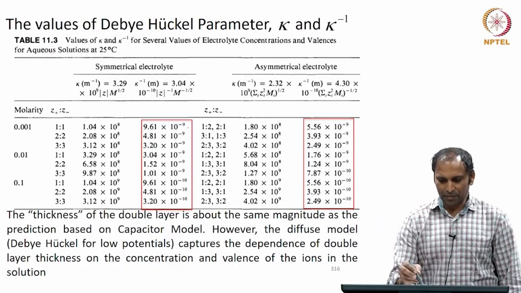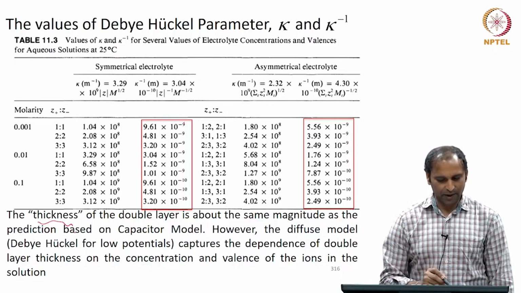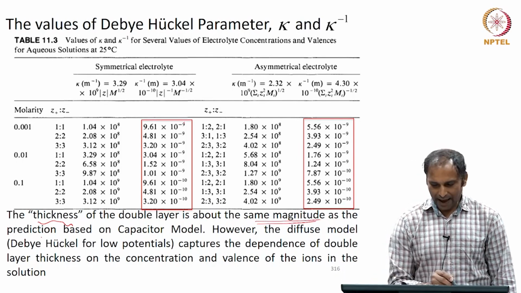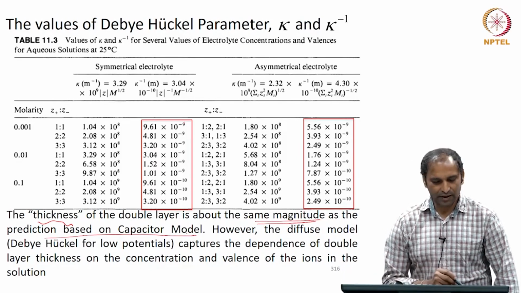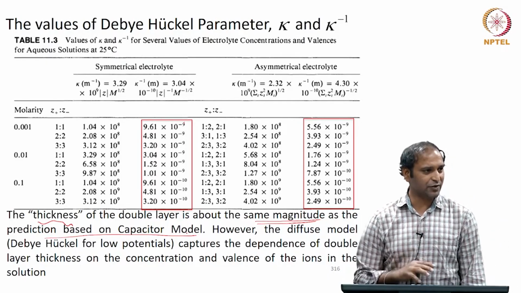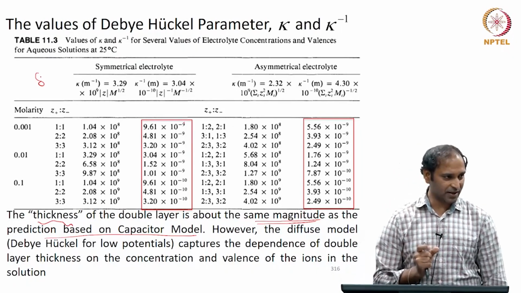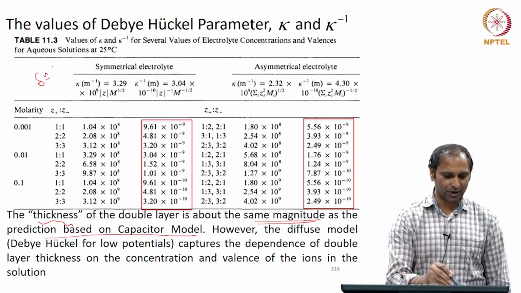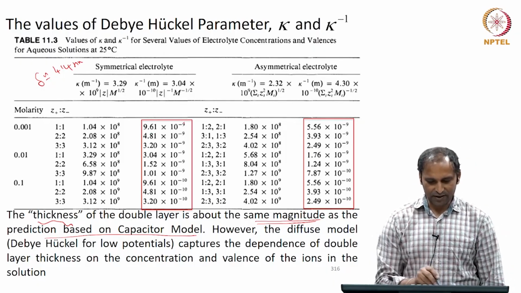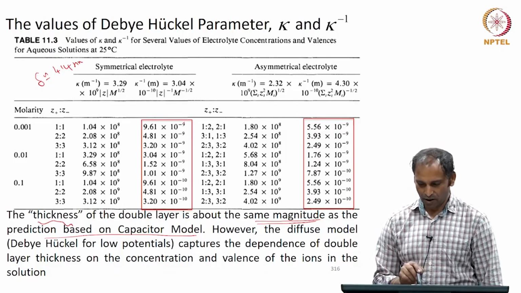If I look at these numbers, one comment I can make is that the thickness of the double layer is about the same magnitude as the prediction based on the capacitor model. If you remember the calculation we made, we showed that delta, the separation distance between the parallel plates of the capacitor, came to be something like 4.4 nanometers. So the thickness of the double layer is of the same magnitude as that predicted by the capacitor model.